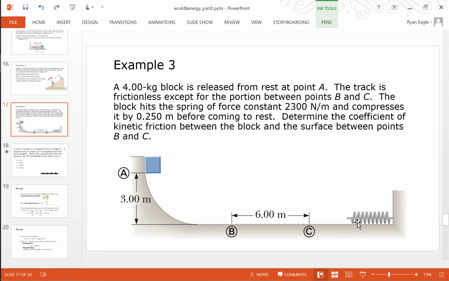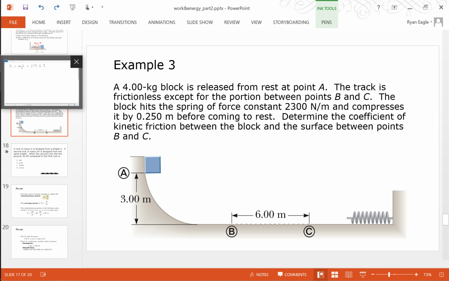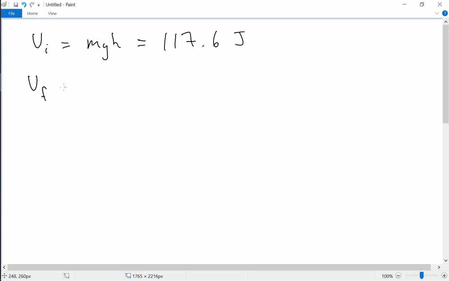Now at the end, we're going to end up with a compressed spring. So the final potential energy we're going to have is 1/2 kx squared. All of those values are given. I plug those in, I got 71.875 joules.